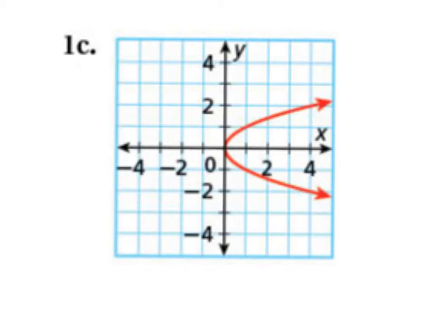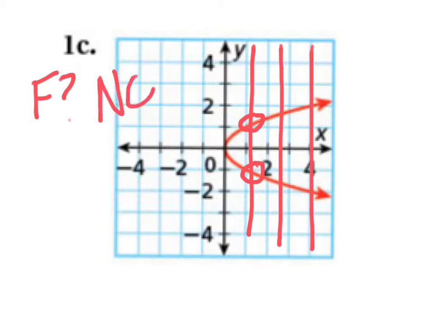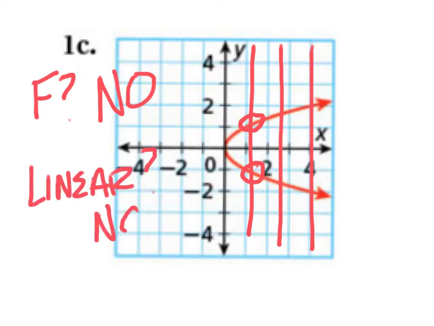Is this a function, yes or no? I can draw a straight line vertically, and everywhere I draw it, I get 2 points. So the answer is no. Is it a straight line? Is it linear? Answer is no.